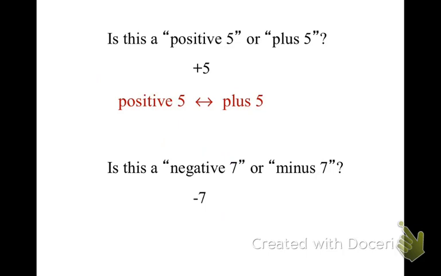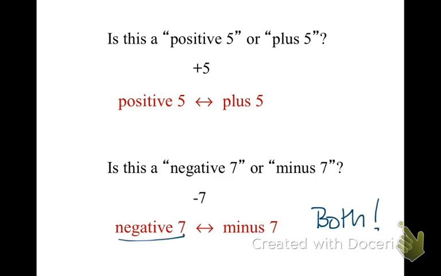Now, the next thing I want in your notes, once again, I want you to go and write down that question. Is this a negative 7 or a minus 7? Turn to your neighbor. What do you think the answer is going to be? What do you think this term is? Once again, this is a trick answer. Both are correct. This is a -7. Another way of saying it is also a -7.